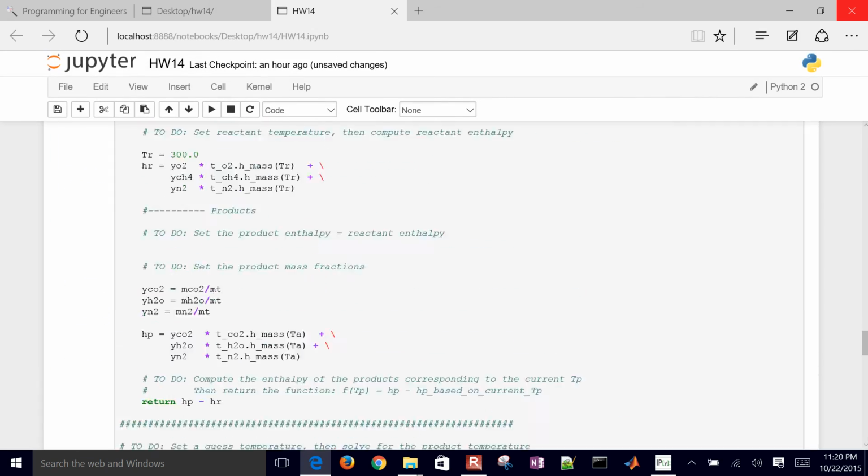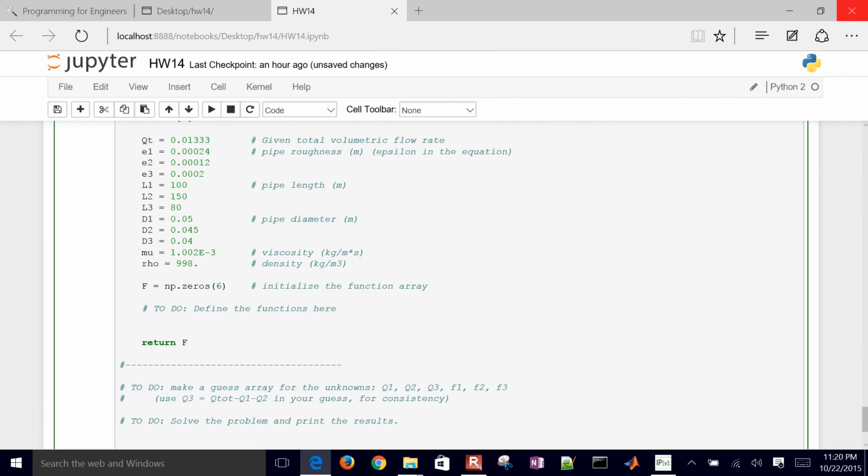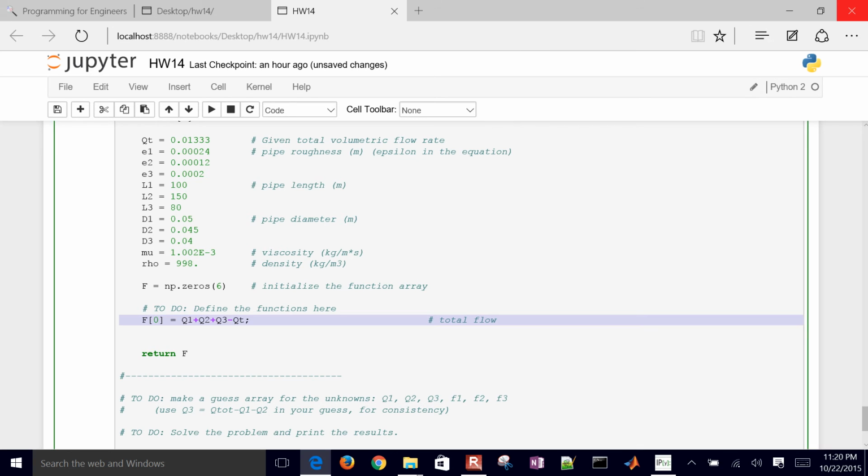Okay, let me go back down again. Now what we're going to do is go ahead and define the functions here. First one's just going to be the total flow. So I'm just going to do Q total equals Q1 plus Q2 plus Q3. We know the Q total. We were given that right there.